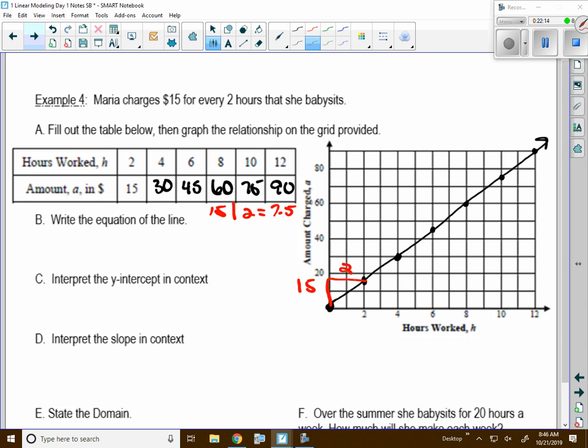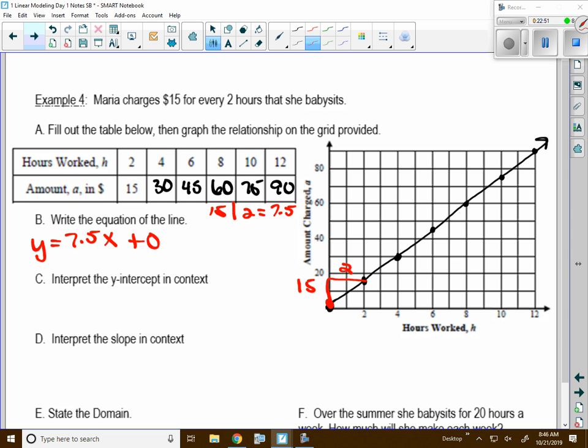All right. So, we know that it's $15 for every 2 hours. What does the 7.5 mean? That's per hour. So she's actually charging $7.50 per hour. Okay, but they did it in terms of 2 hours at the beginning. So if we do our equation, it'd be y equals 7.5x. What's the y-intercept? 0. Now we don't see that in our table, but we can see here if we extended our graph, it's actually at 0.